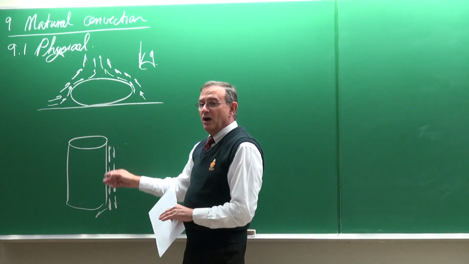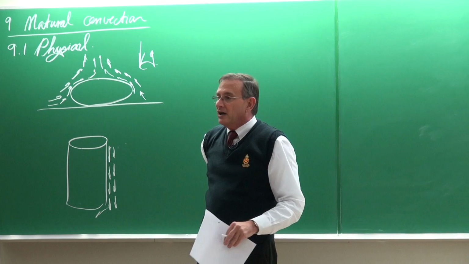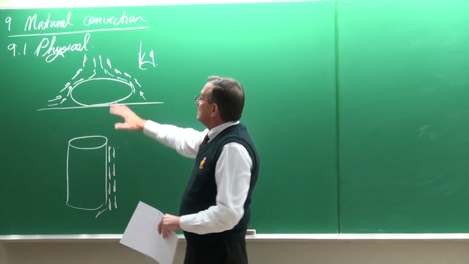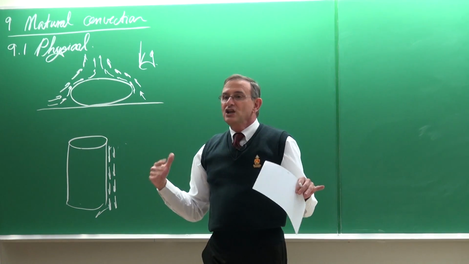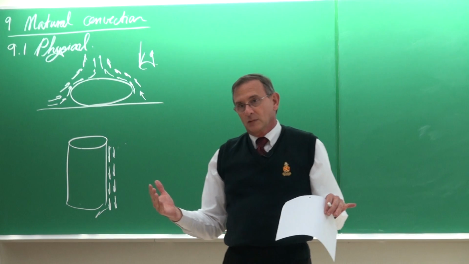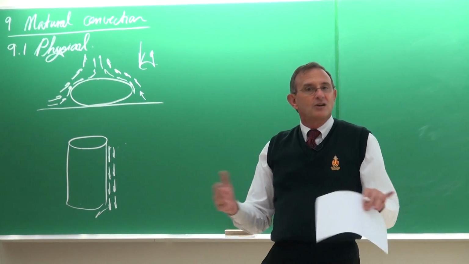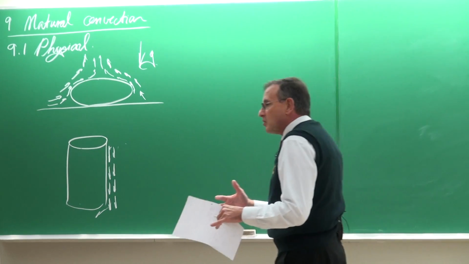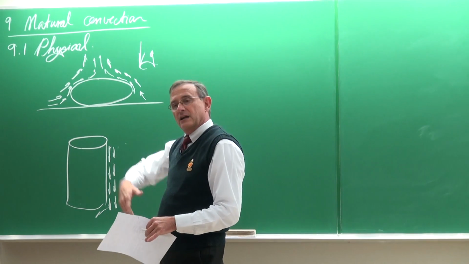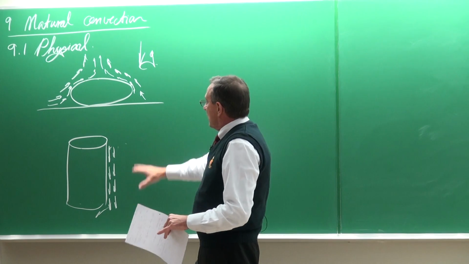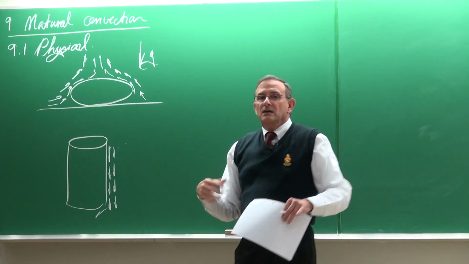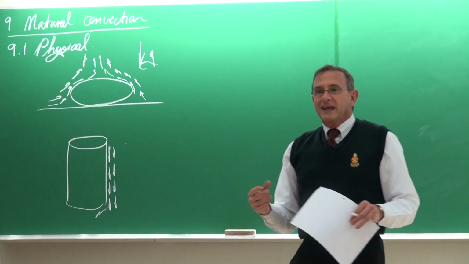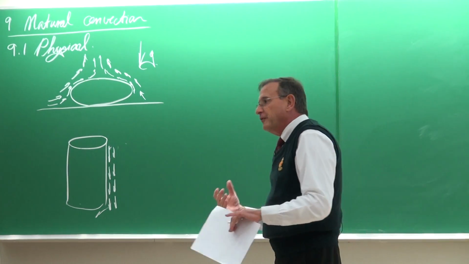Now in an environment where there's no g, like in space, there cannot be any natural convection. Okay, so if g is equal to 0, there can be no natural convection. Even if you've got a spacecraft and it's full of air and it goes up into space, the moment the gravity starts being negligible, then there cannot be any natural convection.